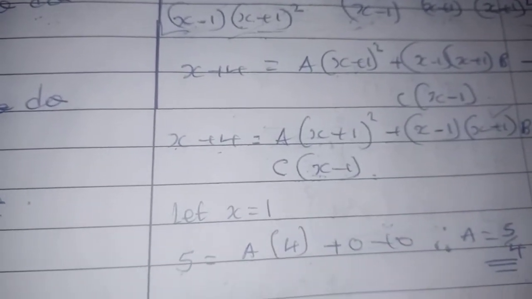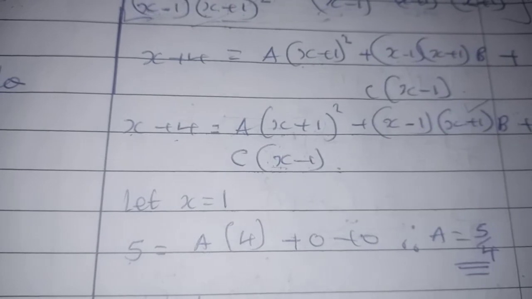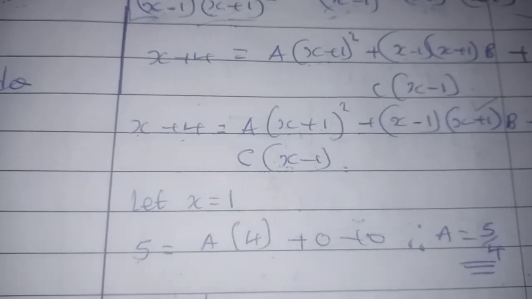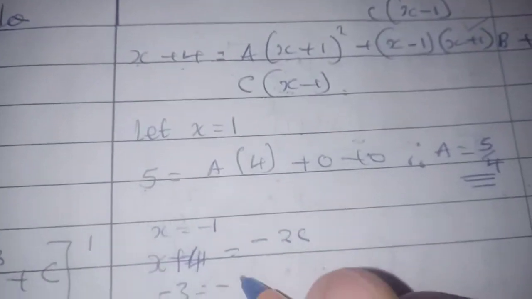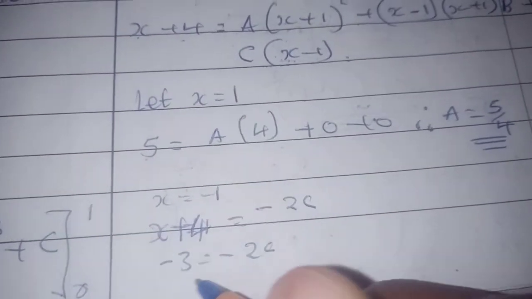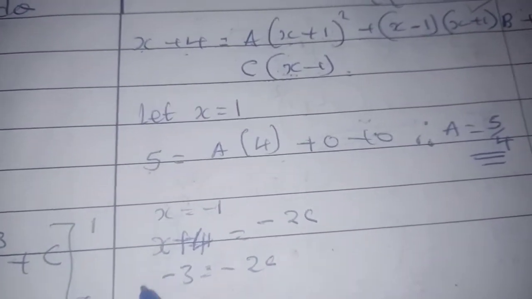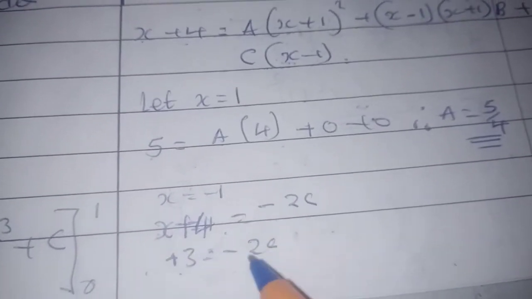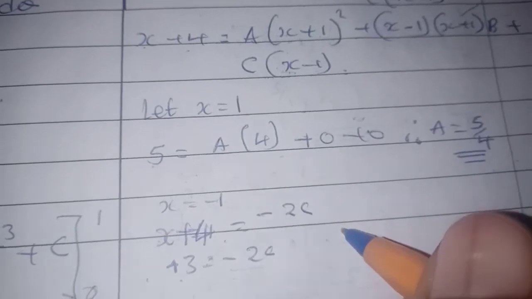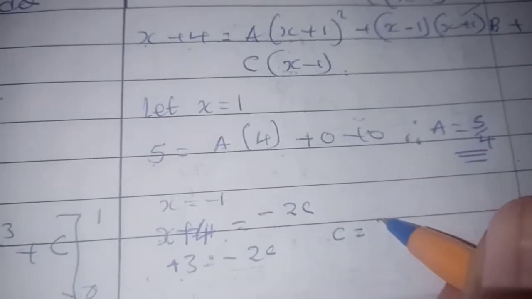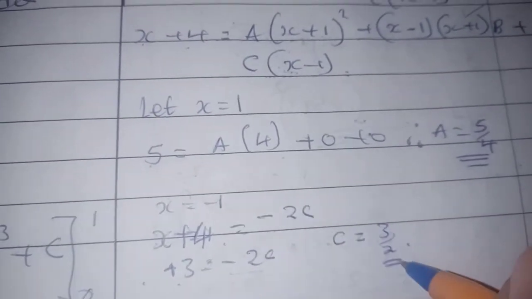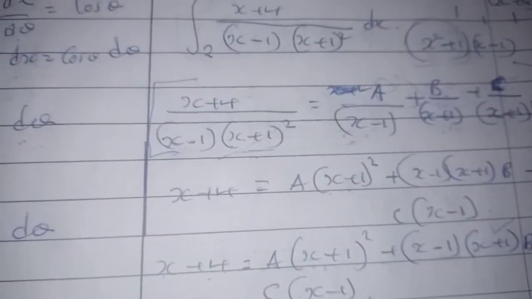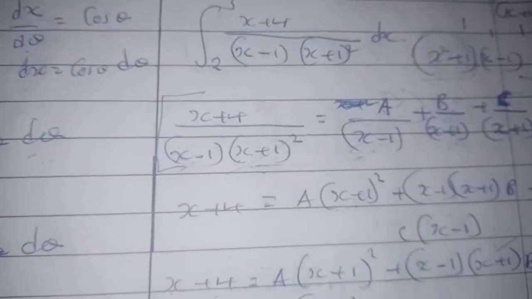Since x is -1, -1 plus 4 is +3, so 3 equals -2c. Divide by -2 on both sides, and we get our c being 3/2. So we have our c. If you have a and c, getting b is also simple.